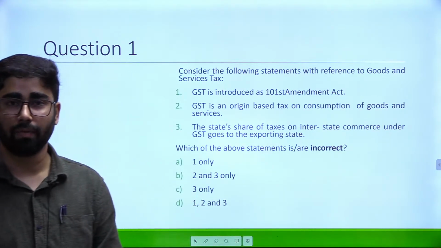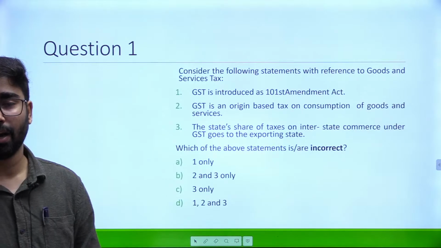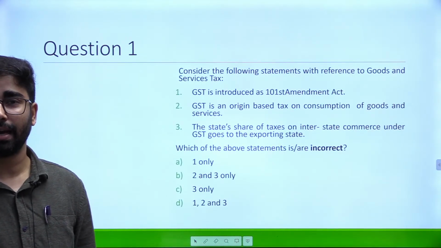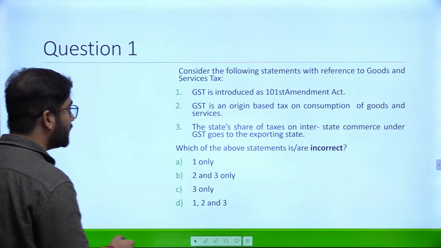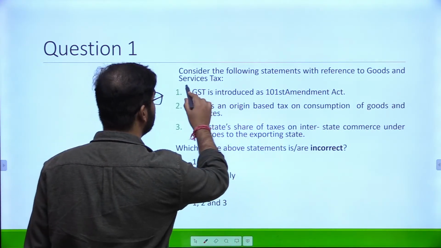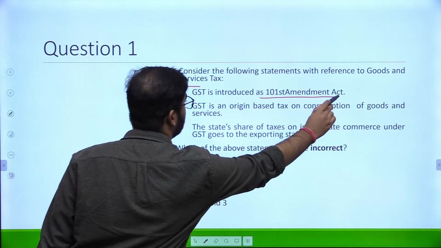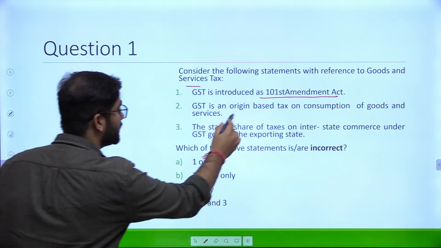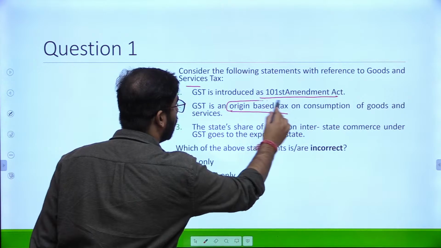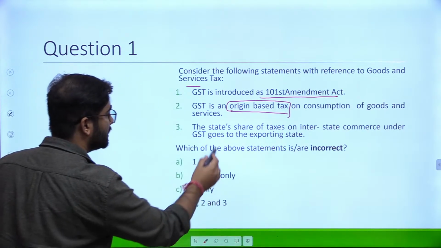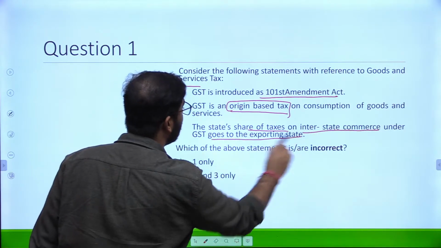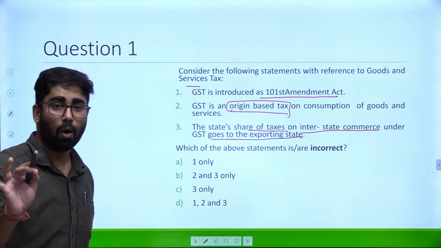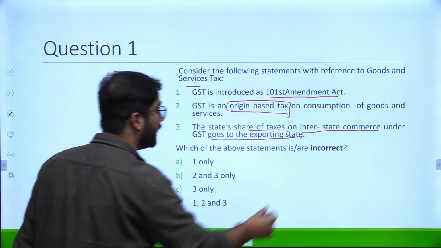Now we will be solving some questions and you will be writing down your marks whether you have solved it correctly or not. So this is the first question. Consider the following statements with reference to goods and services tax. GST is introduced as 101st Amendment Act. GST is an origin based tax on consumption of goods and services. The state's share of taxes on interstate commerce under GST goes to the exporting state. Now find out which are the incorrect statements.